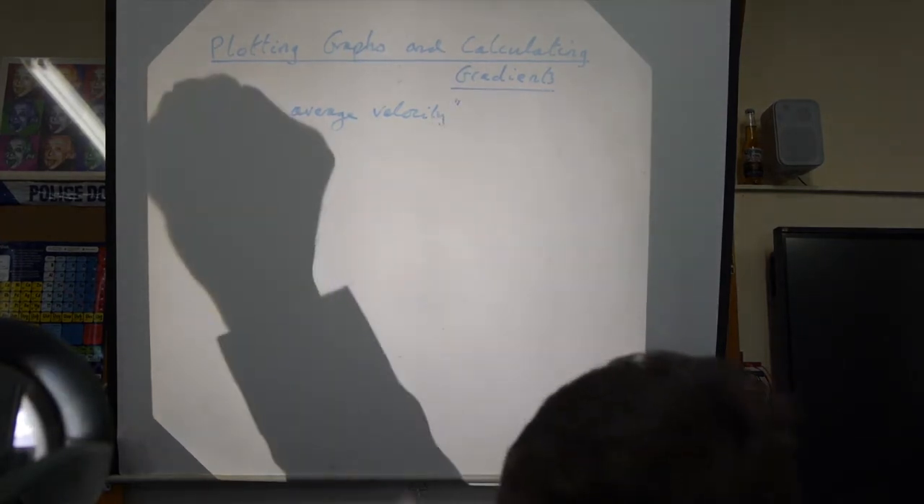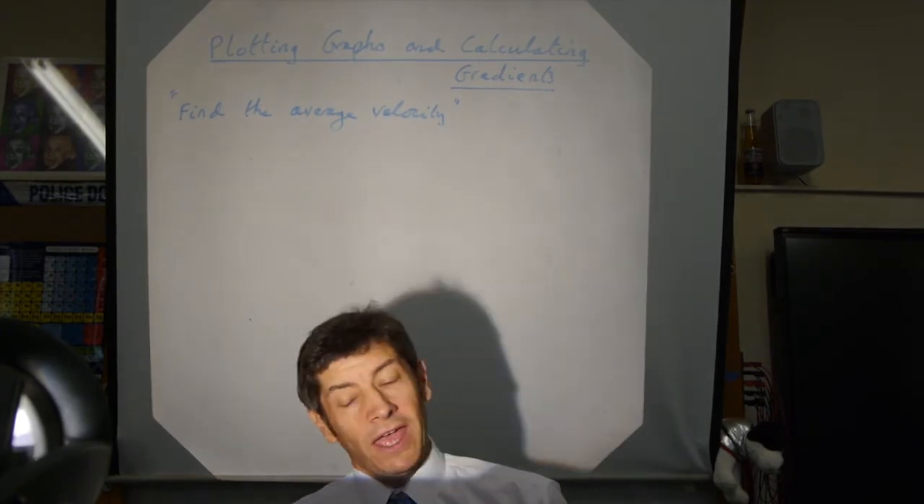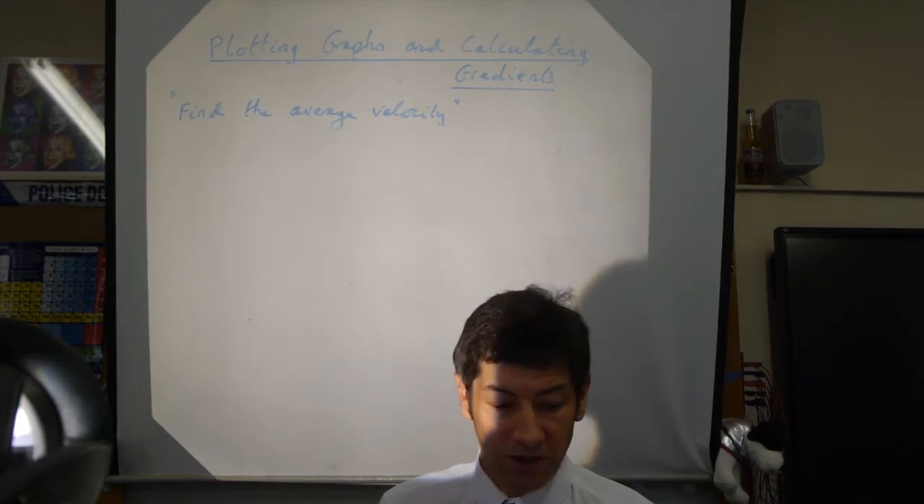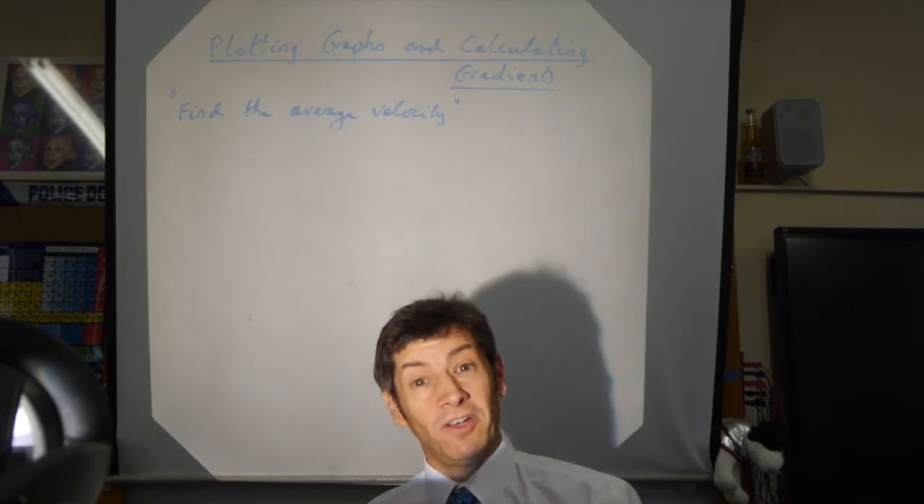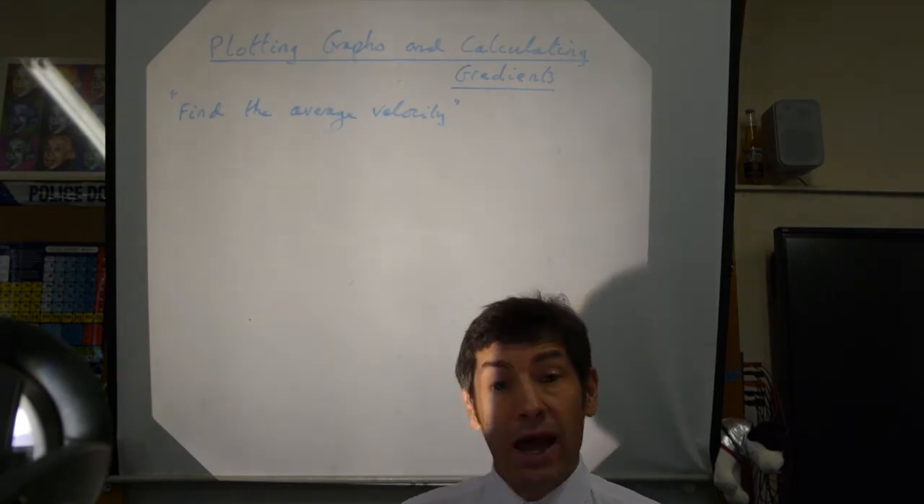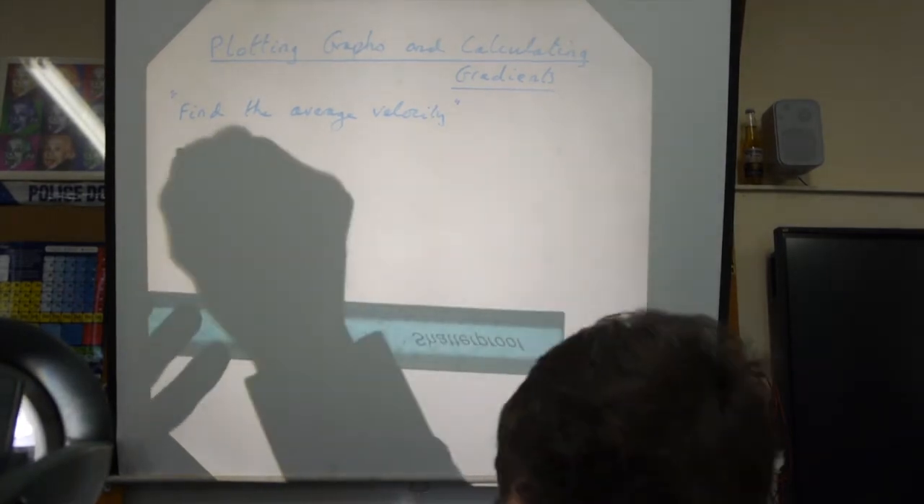Now you know that to work out velocities, it's distance divided by time, or more correctly, displacement divided by time. So you need some measure of time, and you need some measure of the distance or displacement you went. So let's have our data table.